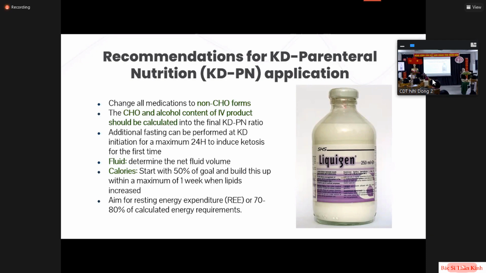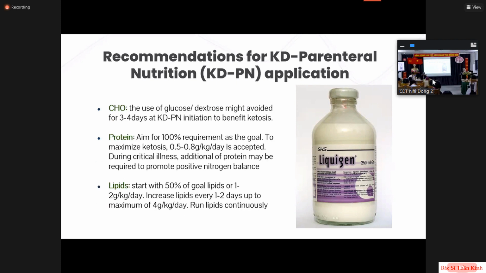For fluid, determine the net fluid volume. Use the Holliday-Segar method. And for the calories, start with 50% of goal and build up within a maximum of 1 week as lipids increase, and aim for the REE or 70 to 80% of calculated energy requirement. For carbohydrate, glucose or dextrose might be avoided for 3 to 4 days of KDPN initiation to benefit ketosis. For protein, 100% of requirement, and 0.5 to 0.8 grams per kilo per day is accepted.